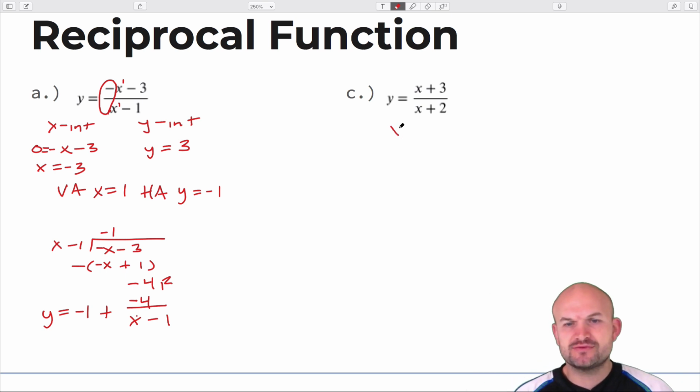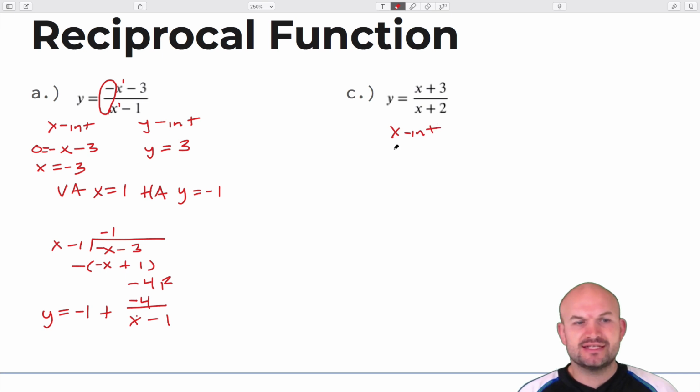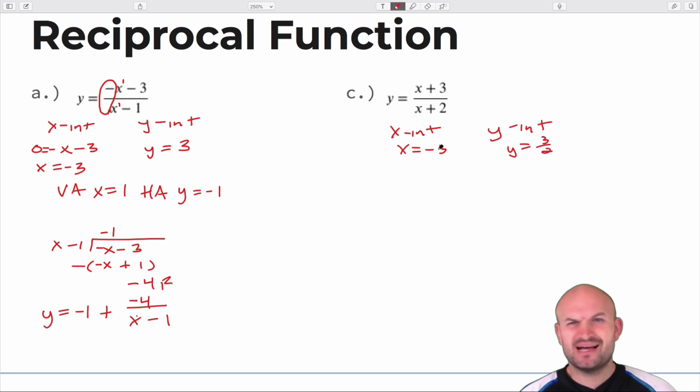All right, let's go ahead and do the next one here real quick. X-intercept, x equals -3. Y-intercept, y is equal to 3/2. So you can see how I'm doing this rather simply now, right? Vertical asymptote, x equals -2.